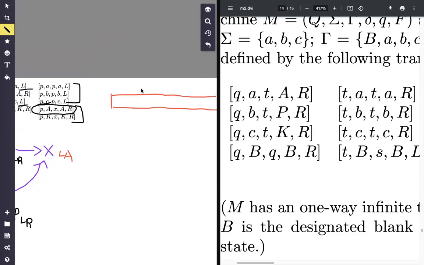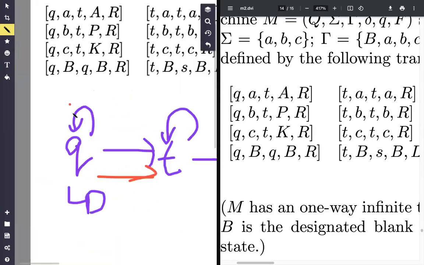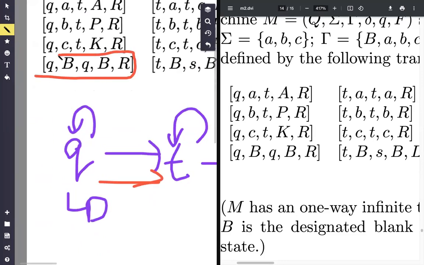Think of diverging as going back to itself, if you're still confused. Diverging is very simple. It just looks like this transition. You start and end in the same state. You read and write a blank, and you move right. That's it.